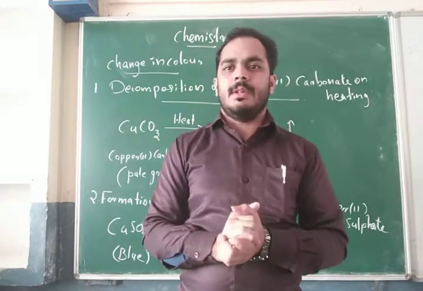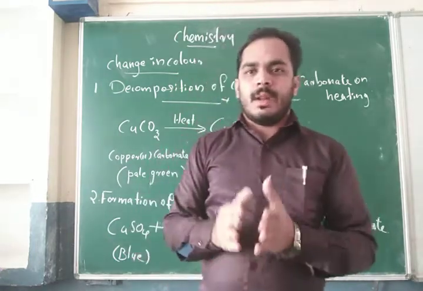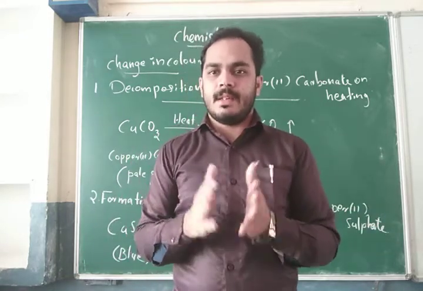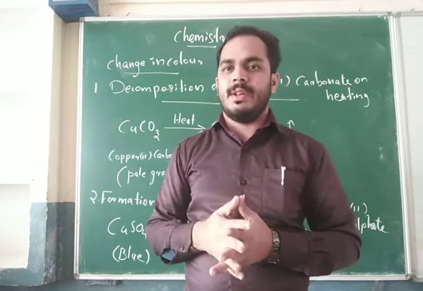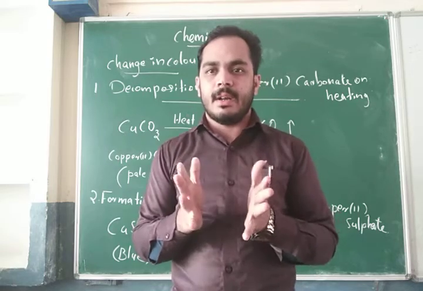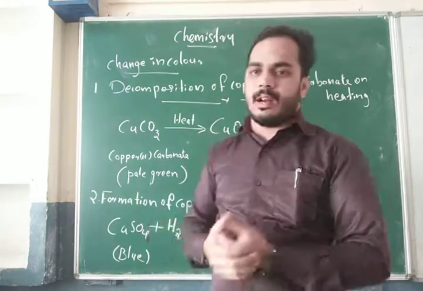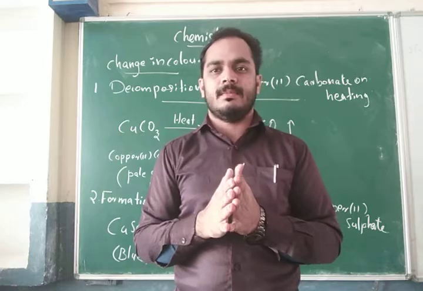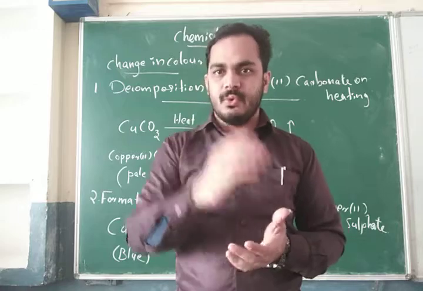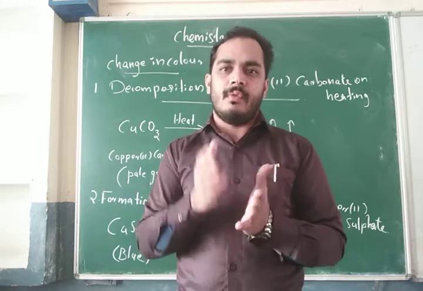Today I am going to explain the topic change in color. There are a few characteristics I already discussed in our previous class, for example, formation of precipitate, energy change and color change in chemical reactions. Today I am going to explain the second one, changing color. In some chemical reactions, one color changes into another color. I will explain how the color changes and which reactants we take for the reaction.